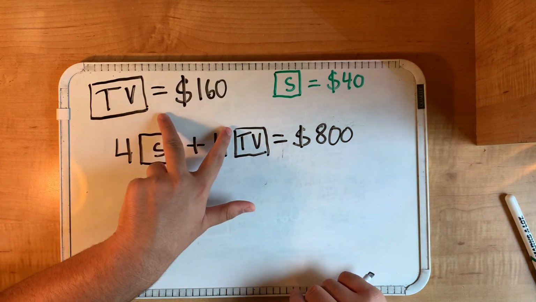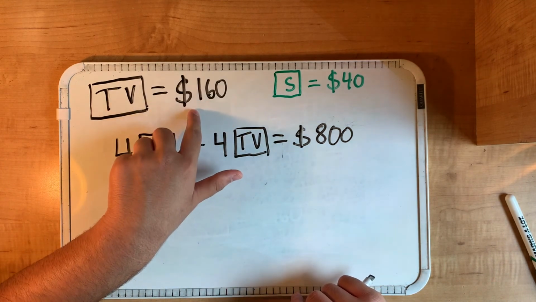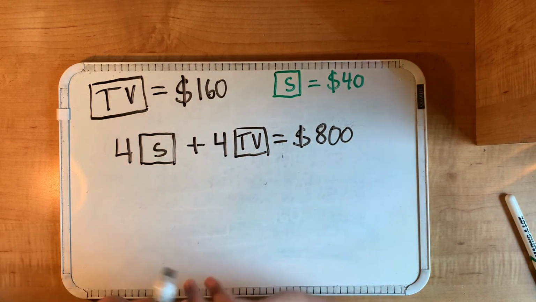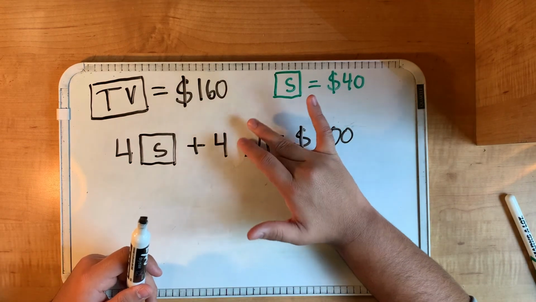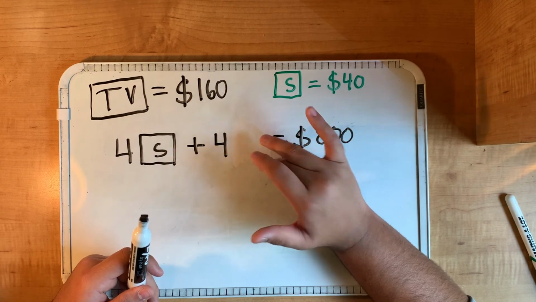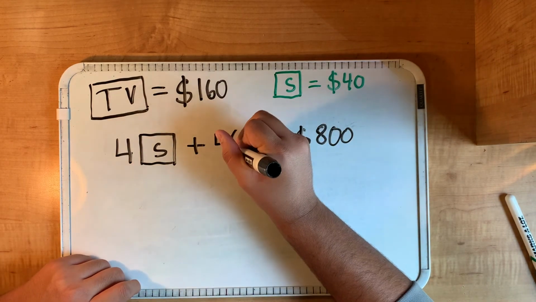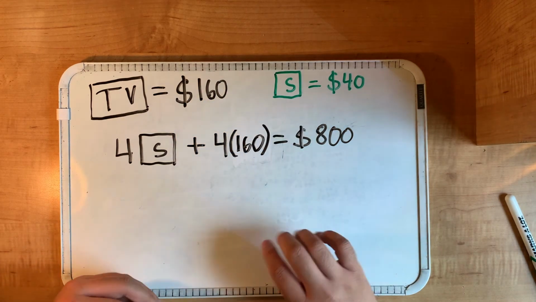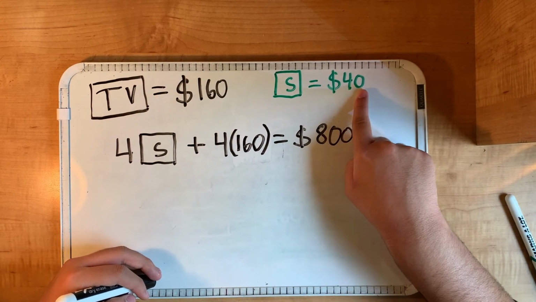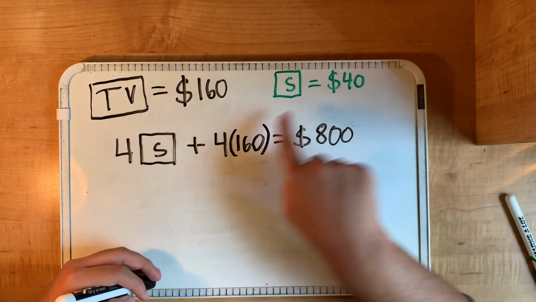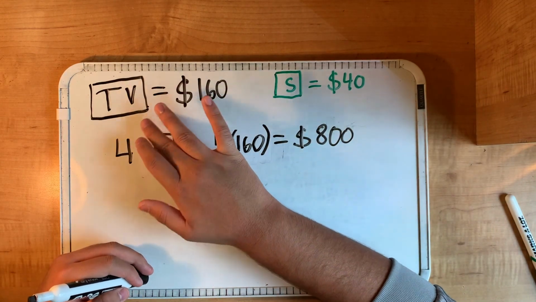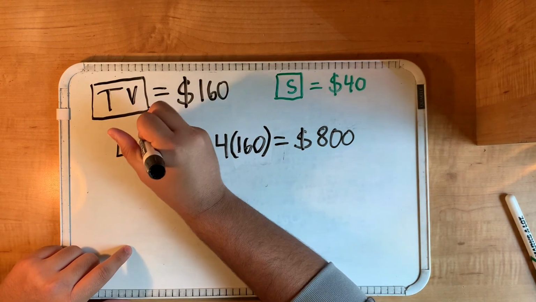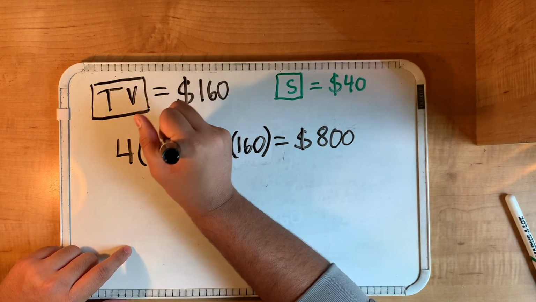So we just need to replace this. These two are the same because 1 TV is 160. So we replace this TV with 160, since the price of 1 TV is 160. And we found that 1 speaker is $40. So we have 1 speaker here, and we just need to replace this. And we have 40.